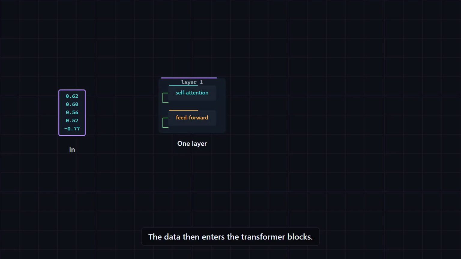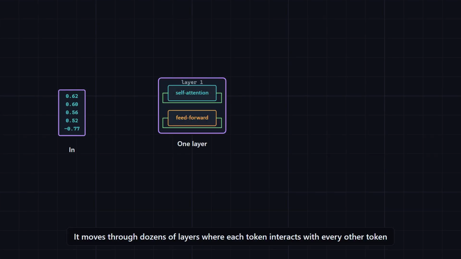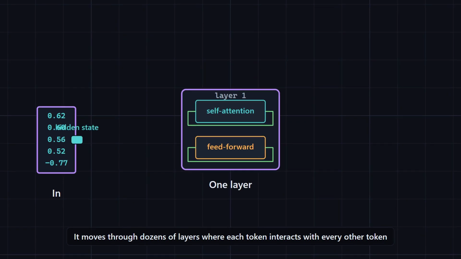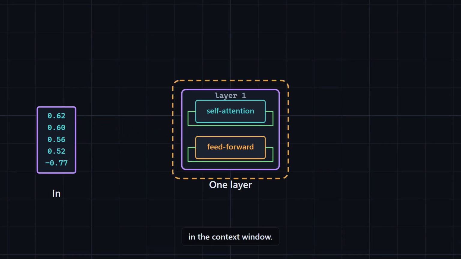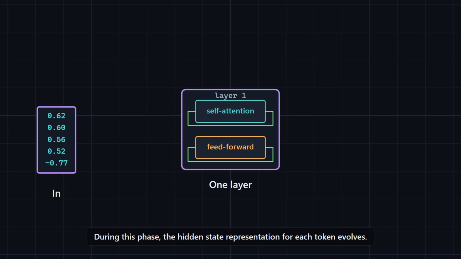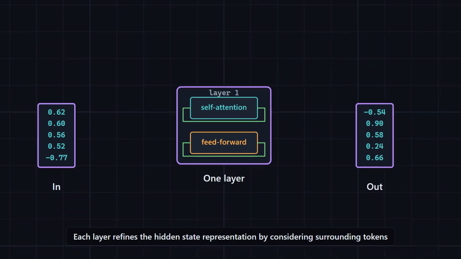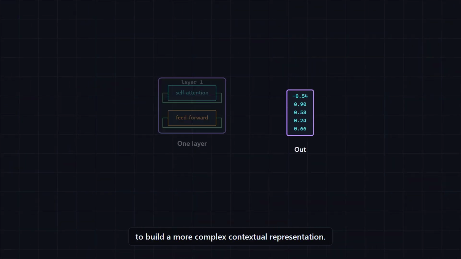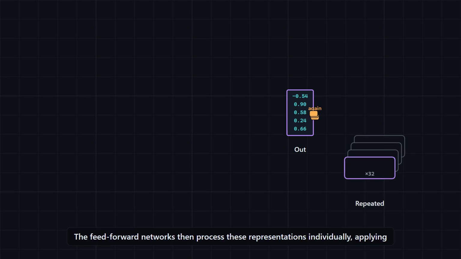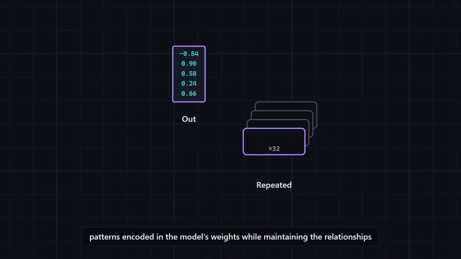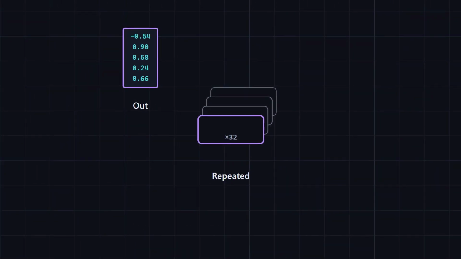The data then enters the transformer blocks. It moves through dozens of layers where each token interacts with every other token in the context window. During this phase, the hidden state representation for each token evolves. Each layer refines the hidden state representation by considering surrounding tokens to build a more complex contextual representation. The feed forward networks then process these representations individually, applying patterns encoded in the model's weights while maintaining the relationships established by the attention mechanism.